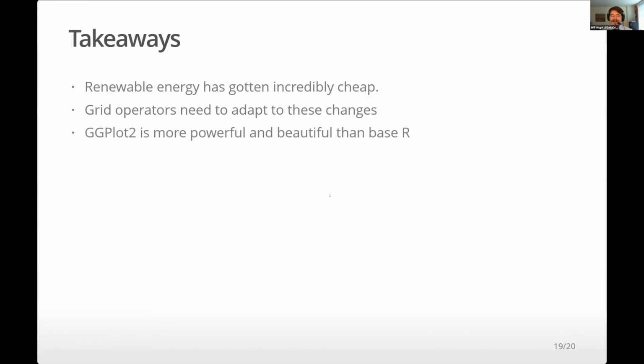On the R side, ggplot2 is far better than base R for plotting. Base R's plot function works, but ggplot2 has an entire ecosystem and much more powerful and aesthetically pleasing defaults. So if you want to do data visualization in R, ggplot is a really good place to start and a really good place to stay. You can do so much more in ggplot2 than I've shown here.